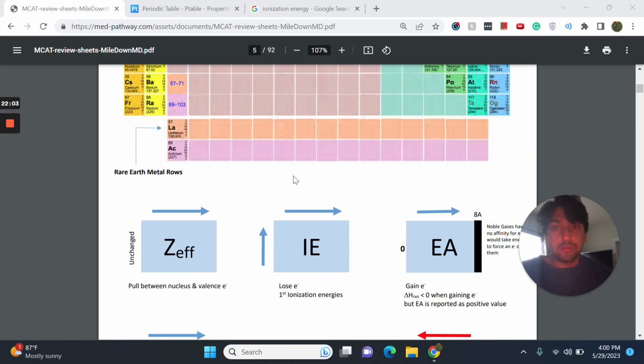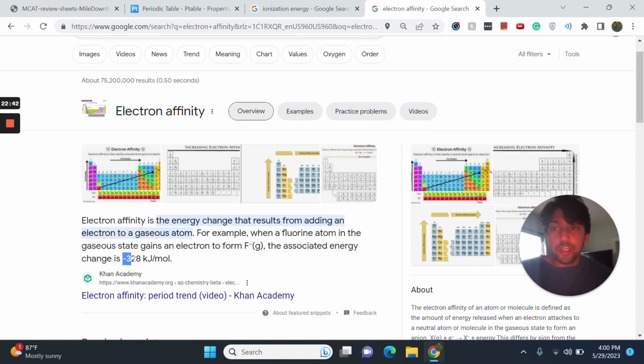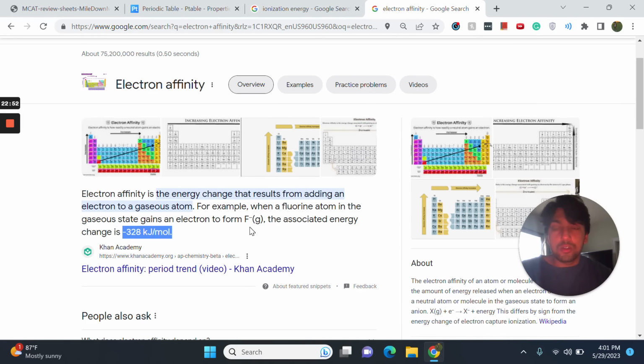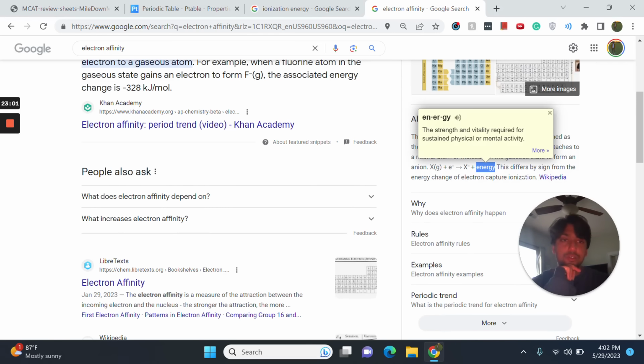So if you look here, electron affinity is the energy change that results from adding an electron to a gaseous atom. So for fluorine, the associated energy change is negative 328 kilojoules per mole. So to add an electron to fluorine, it actually wants the electron. And so this is a very important concept. To continue, when you add an electron, you can see that there's some energy that's released. And that energy is referred to as the electron affinity, right?